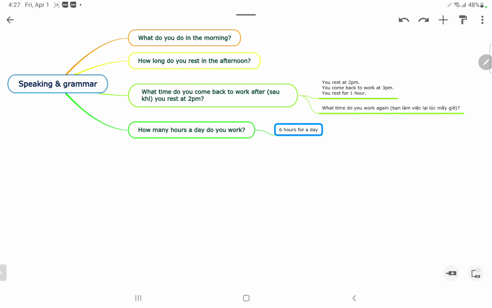Okay, I understand you work 6 hours for a day, but how long do you work in the morning, and how long do you work in the afternoon? Oh, yeah, you work for 4 hours in the morning, and you work for 3 hours in the afternoon.